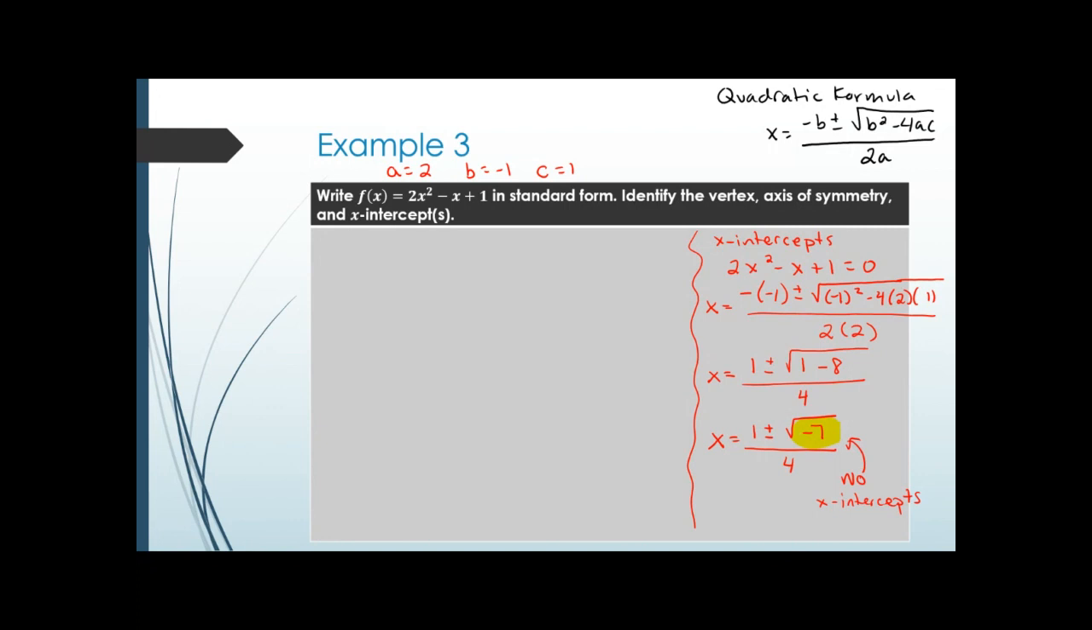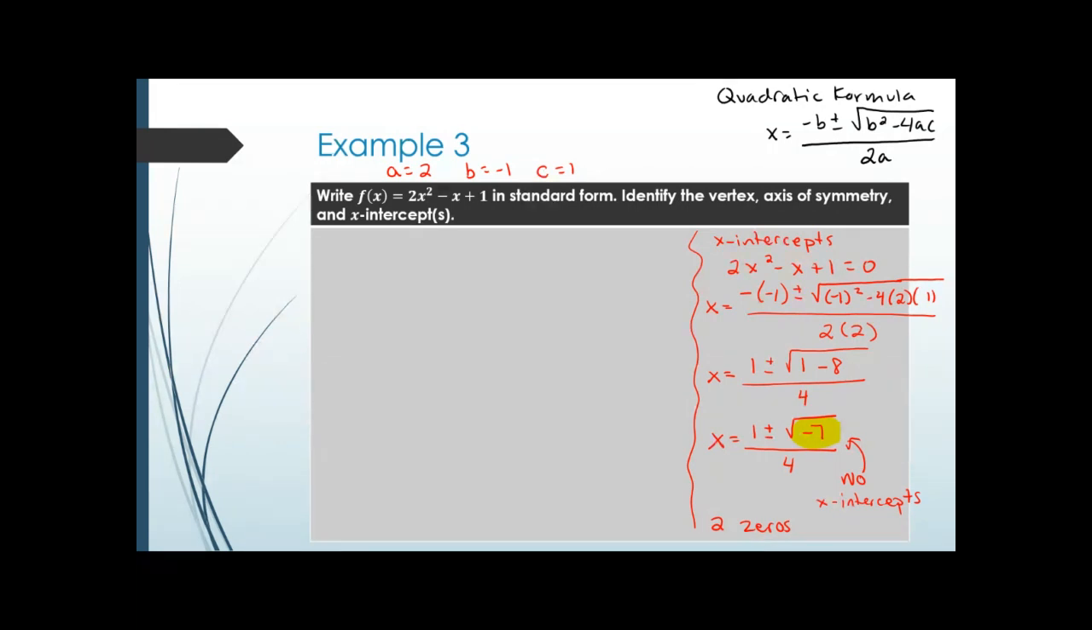However, we do have zeros. This problem doesn't ask for the zeros, but we would have 2 zeros. And if it asks for the zeros, you would have to finish the problem and figure out what the imaginary numbers were. But we don't have to do that in this case.